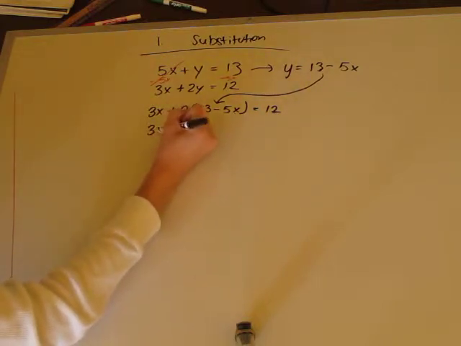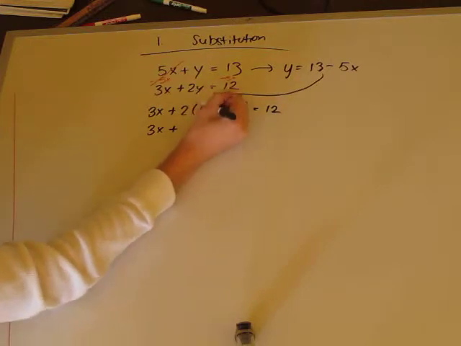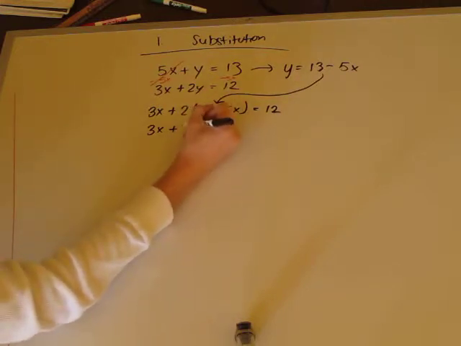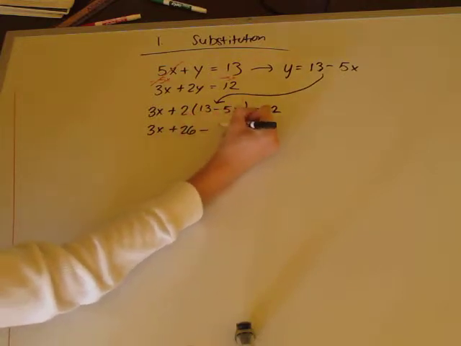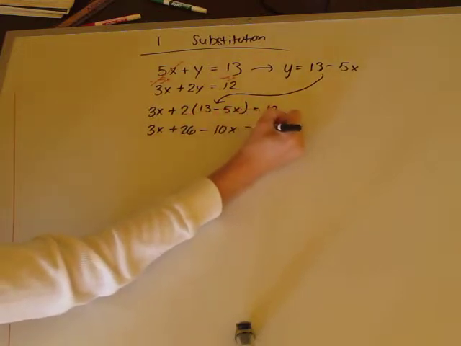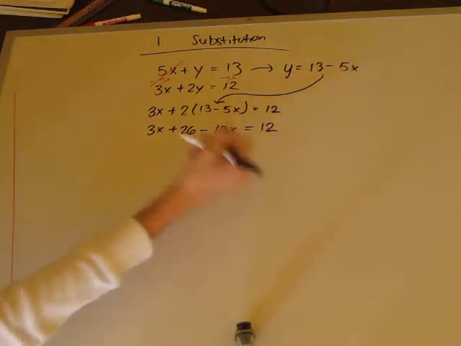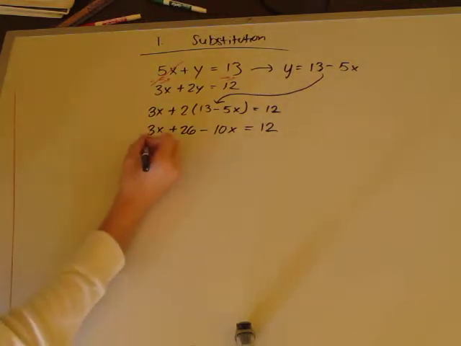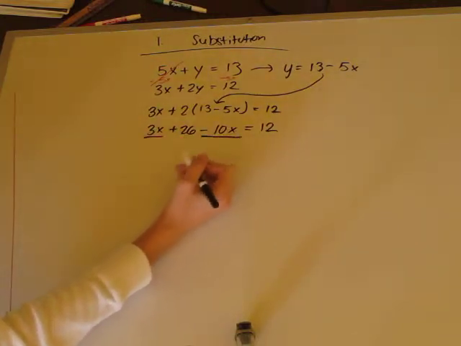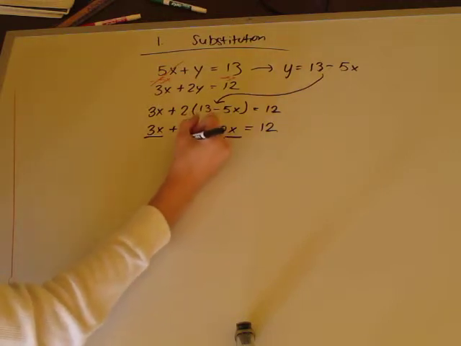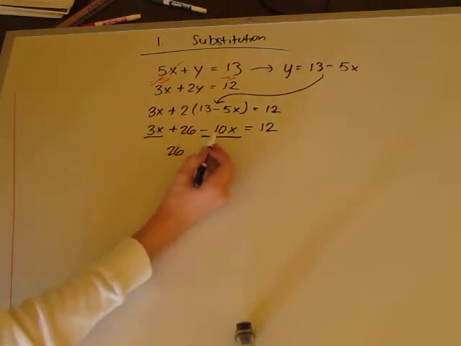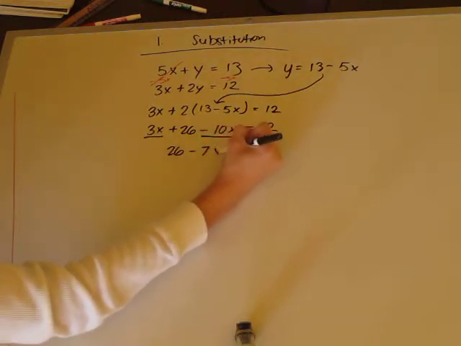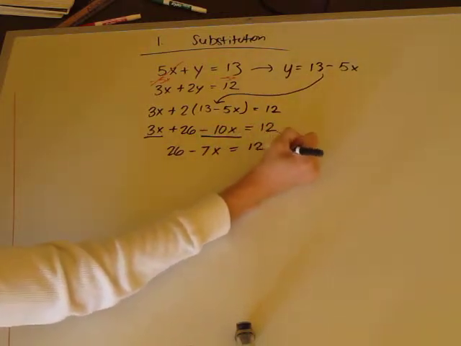So we have 3x plus, distribute the 2, so 2 times 13 is 26, and then 2 times a negative 5x is a negative 10x, equals 12. Now let's combine like terms. 3x minus 10x, and then we have the 26. So we have 26, 3 minus 10 is negative 7, so minus 7x equals 12.